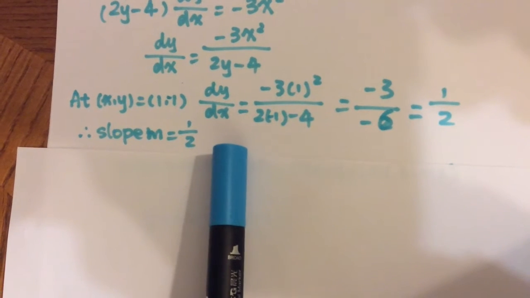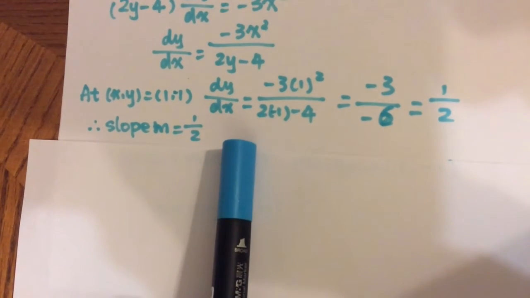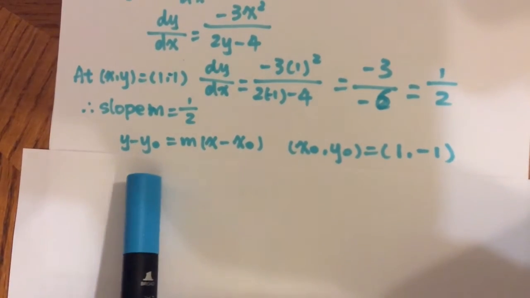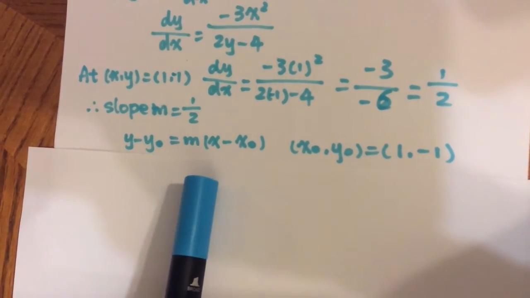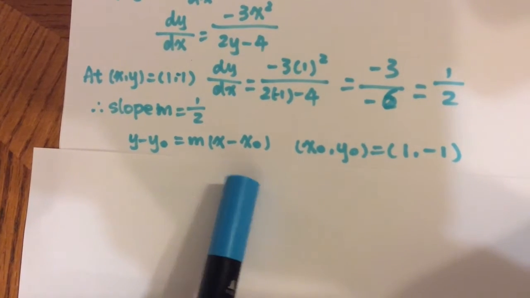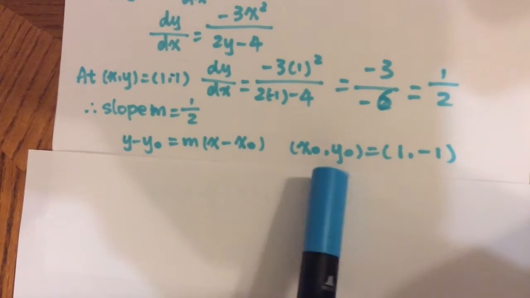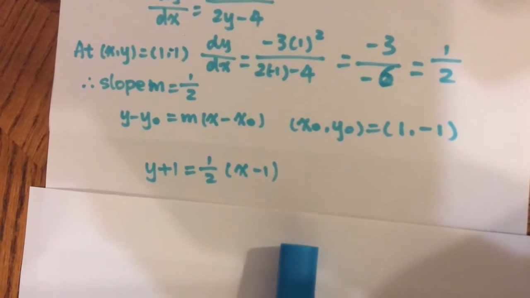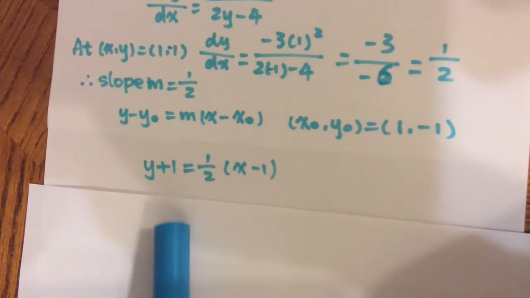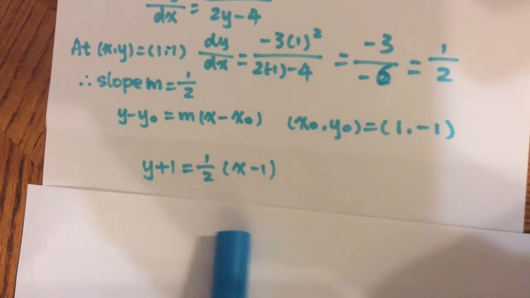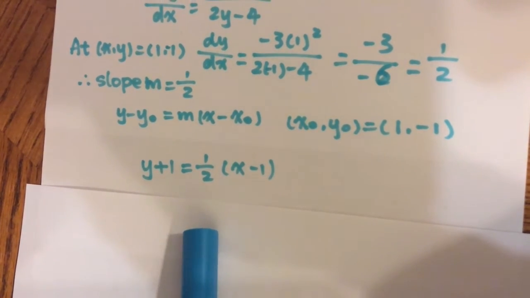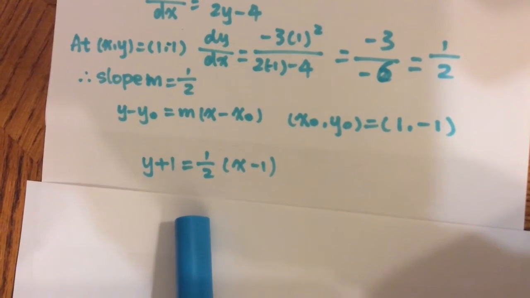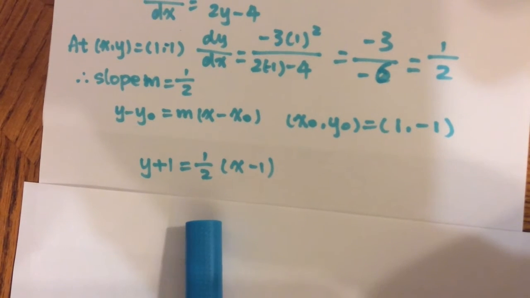When we find the slope, we will use the equation to find the tangent line like this. y minus y0 equal to m times x minus x0. At this time, x0 and y0 are 1 and minus 1. Finally, we got the equation of the tangent line to the curve at the point 1, minus 1 is y plus 1 equal to 1 over 2 times x minus 1.